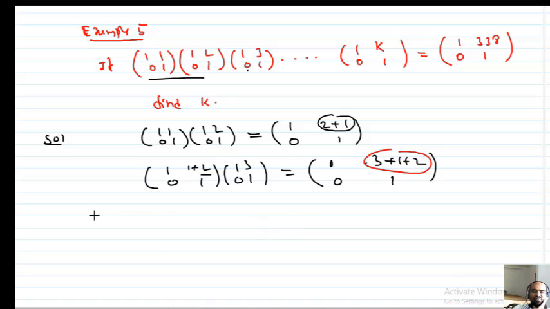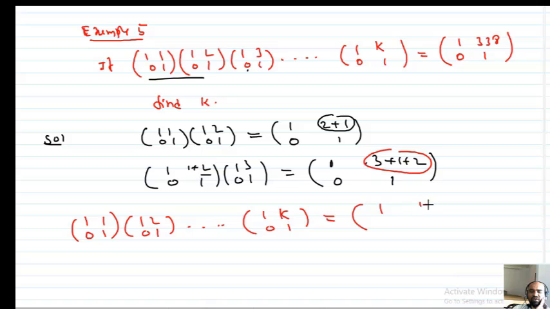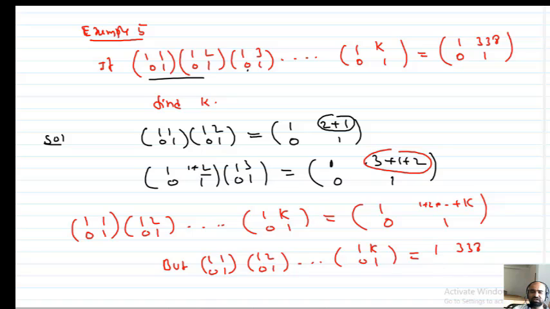That's why I can write now directly: [1 1; 0 1] into [1 2; 0 1], and so on, up to [1 k; 0 1] is equal to, directly I can say, [1, 1 plus 2 plus so on up to k; 0, 1], that's all. This is given as [1 378; 0 1]. So, that is 1 plus 2 plus 3, so on, plus k equal to 378. So, the sum of the first k natural numbers, k into (k plus 1) by 2, equal to 378. Find such k value.